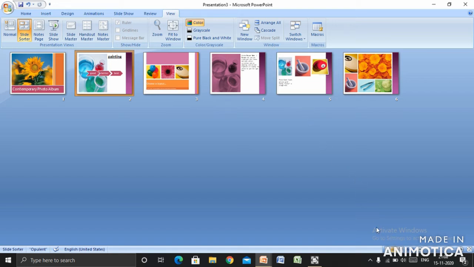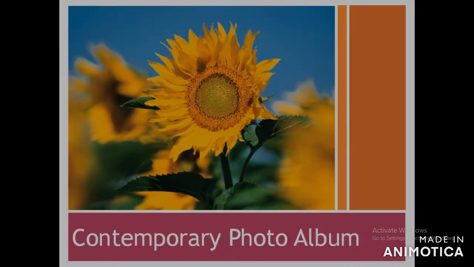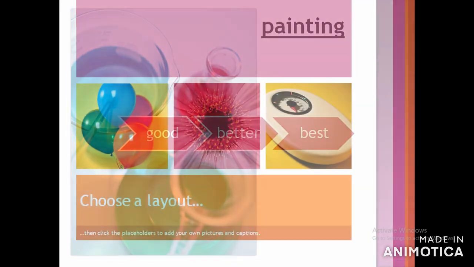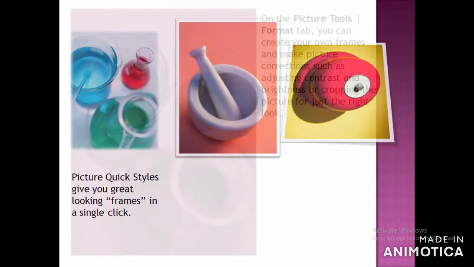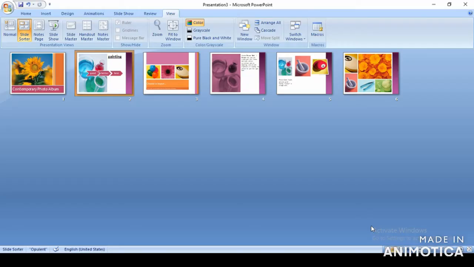First of all, with the help of the keyboard, when you press the F5 key, you can have the slideshow view. See, this is the slideshow view. Now you can see here, end of slideshow, click to exit. How to come back to the original screen? By pressing the Escape button.